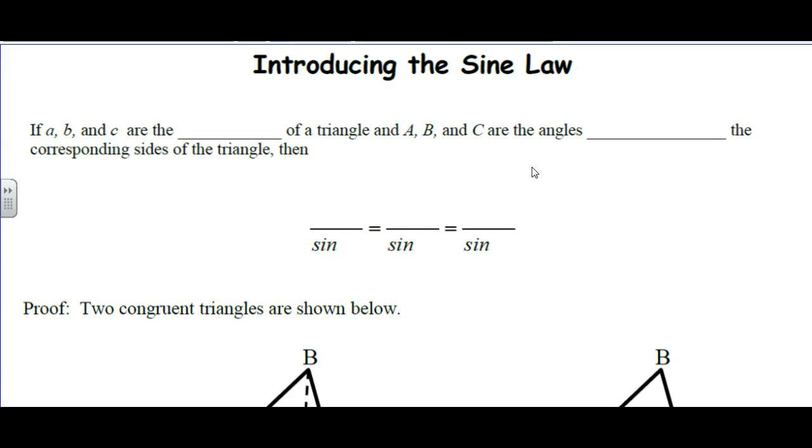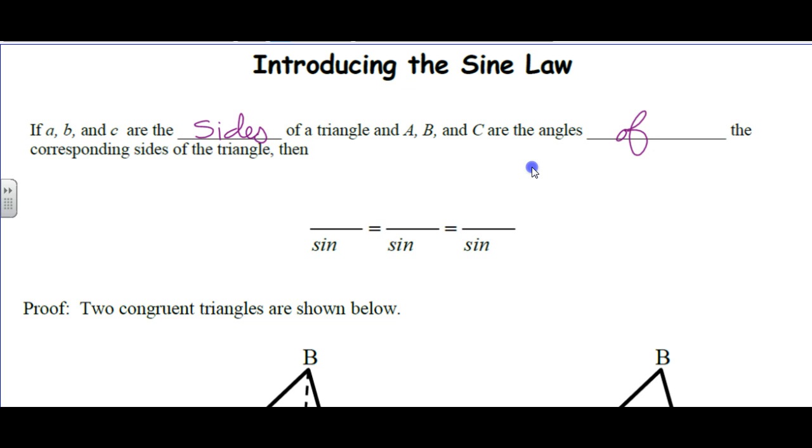Introducing the sine law. If A, B, and C are the... what? Little a, little b, little c are the sides of a triangle, and capital A, capital B, capital C are the angles of the corresponding sides. I don't even know why those blanks are there. It's like a make-work project.